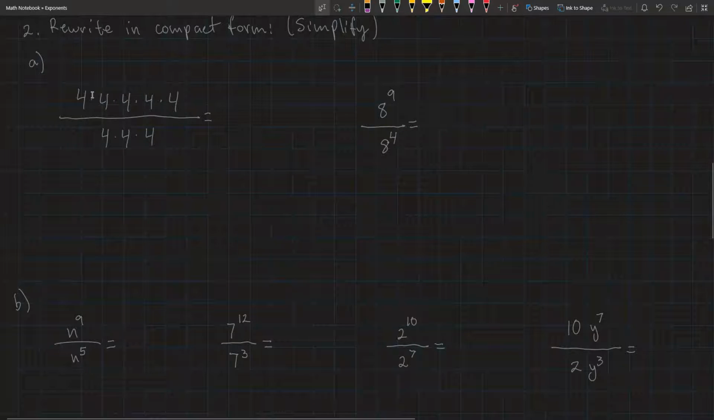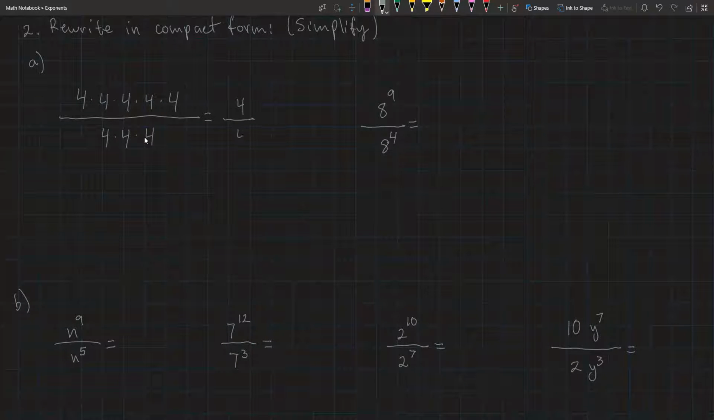All right, so here we have 4 times 4 times 4 times 4 times 4 over 4 times 4 times 4. That's kind of crazy looking. But at least we recognize they're all the same base, and we have division going on here. So here's one way we can first think about this. We can rewrite this in compact form. The numerator, let's focus on that one first.